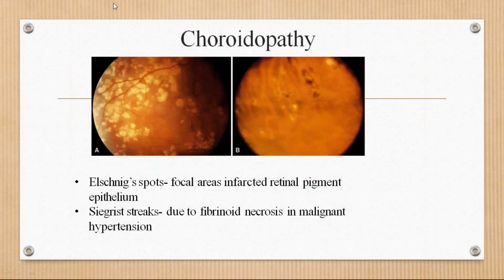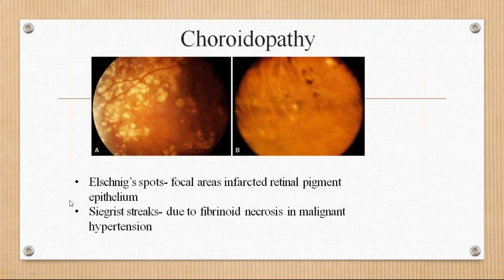So now, coming to this, that is all about retinopathy. Now coming to choroidopathy. There are two things which we see in hypertensive choroidopathy. This is a viva question for you people. Usually in viva they will ask what is hypertensive choroidopathy, what types you see in hypertensive retinopathy. So the first one is Elschnig spots. They are focal areas of infarcted retinal pigment epithelium.